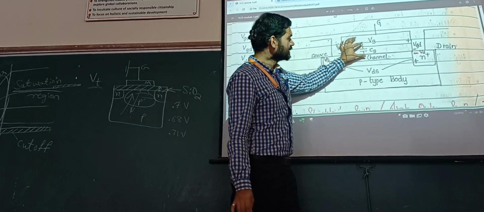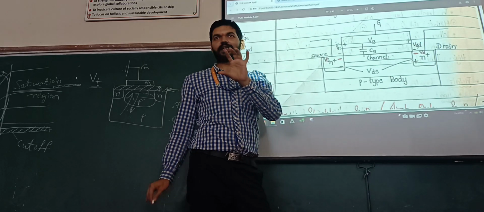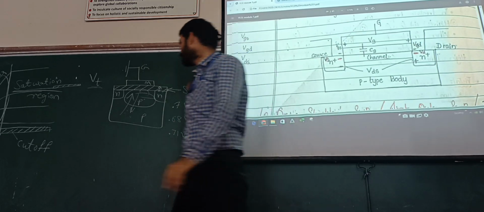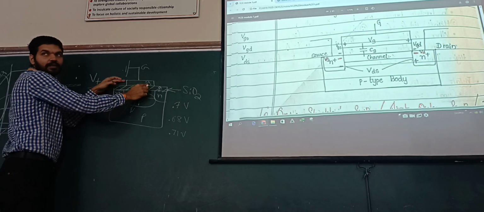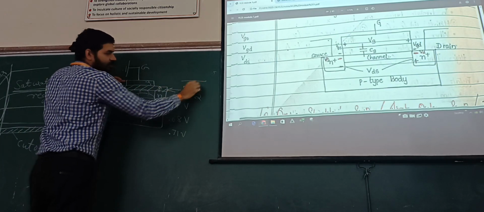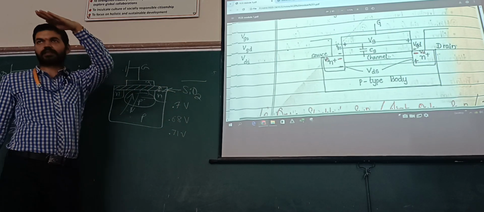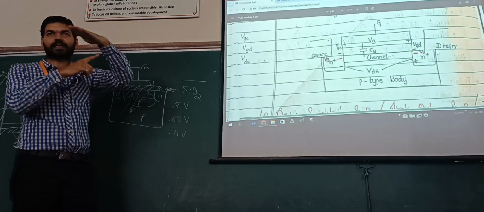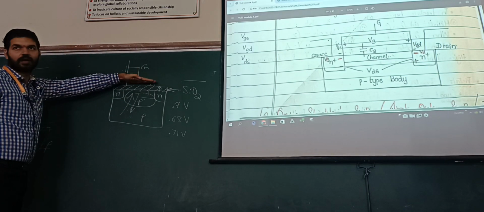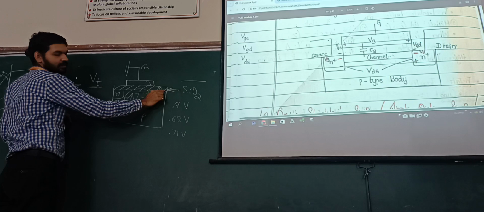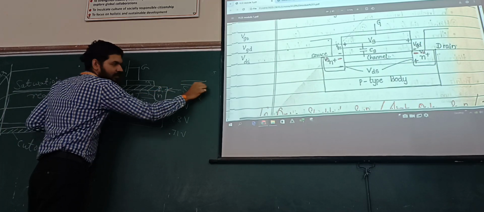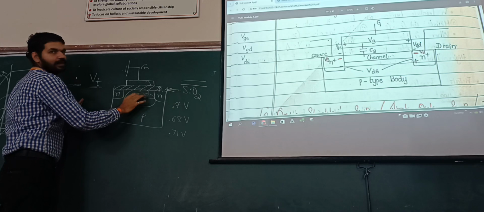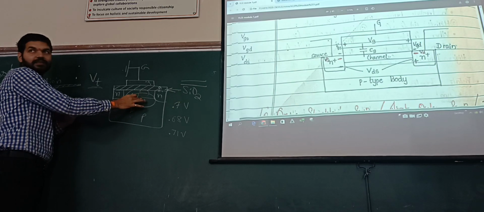So in this, CG means it is gate capacitance. What is gate capacitance actually? See, this is metal. So this is like one plate of the capacitor which conducts. Then we have insulator or dielectric. Below that we have semiconductor that also conducts.